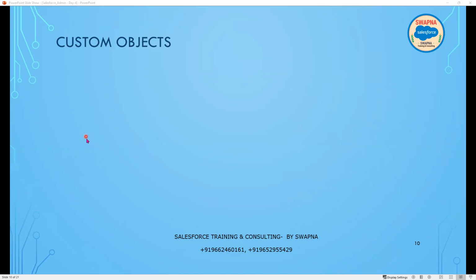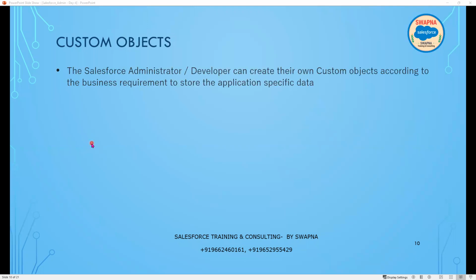Custom objects are created by either a Salesforce admin or a developer based on the business requirement. In order to store certain data, the admin or developer creates a custom object. And custom objects can be removed. You can delete the custom objects from the organization or you can customize them.